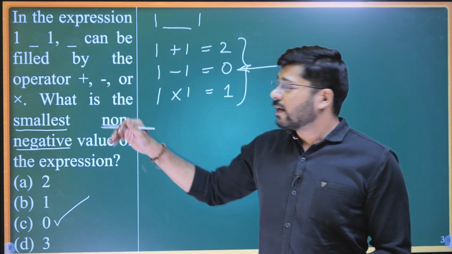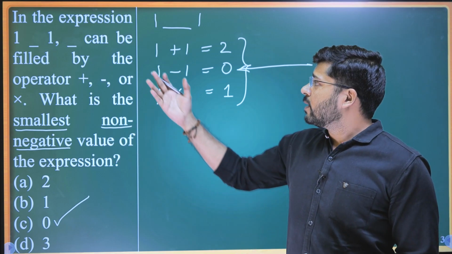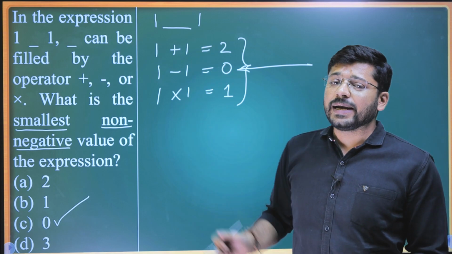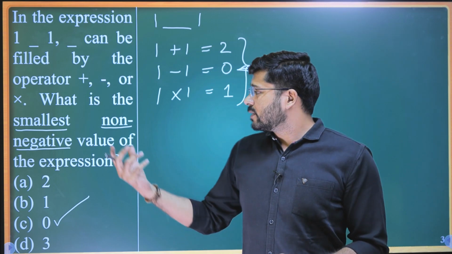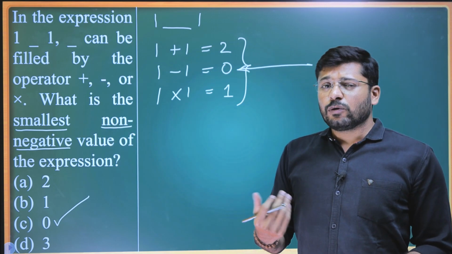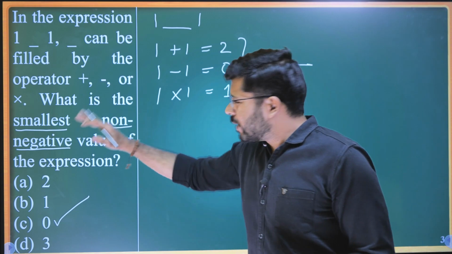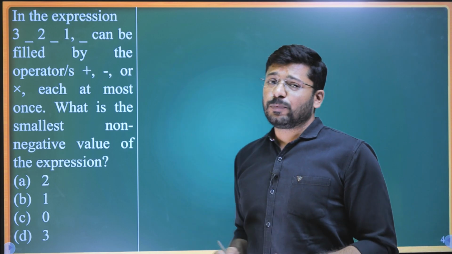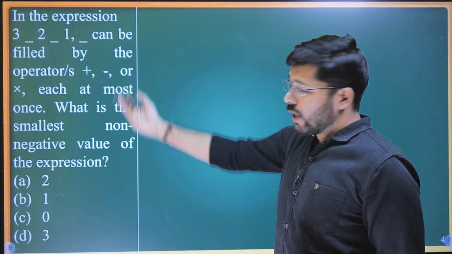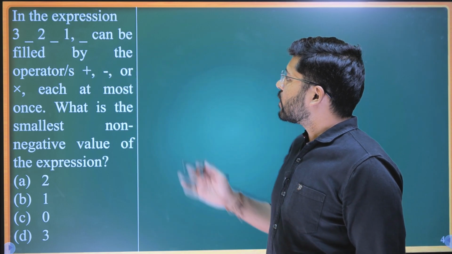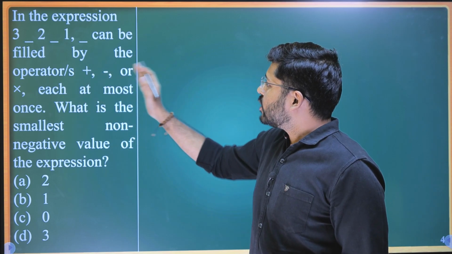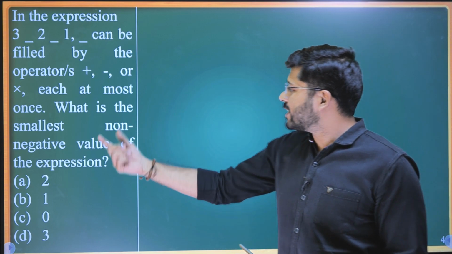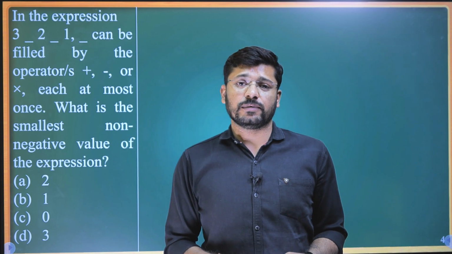Okay. We learnt another basic concept here. What did we learn? Whenever they give us such an expression, we will try all the possibilities and see which one will give us the desired value, and that will be our answer. So based on this concept, we'll go to our next higher level question now. In the expression 3 dash 2 dash 1, dash can be filled by the operators plus, minus or into, each at most once. What is the smallest non-negative value of the expression?